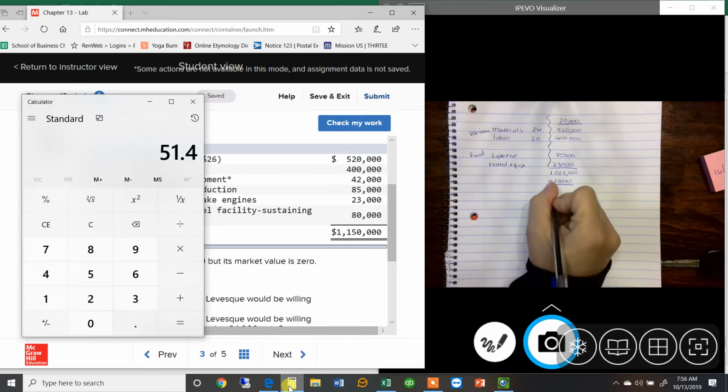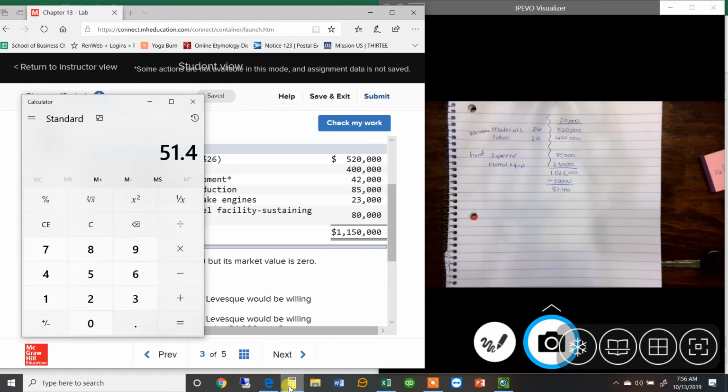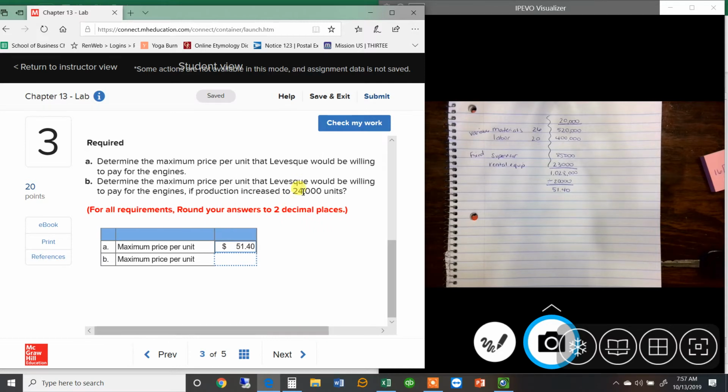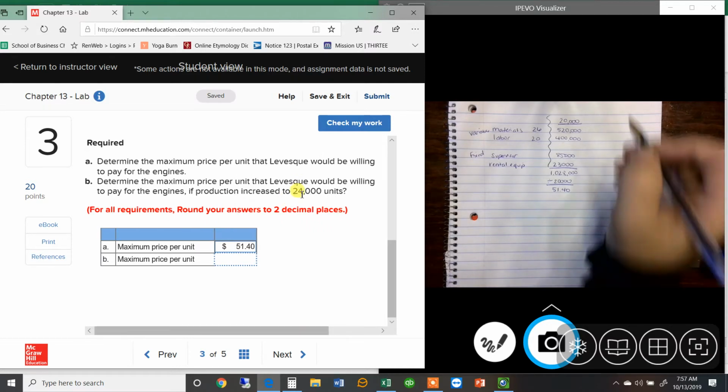And that means it's going to cost me $51.40. If I could buy that cheaper someplace else, cheaper than $51.40, I would. That would be a good price for me. Now the other alternative says, what if I could increase my production to 24,000 units?